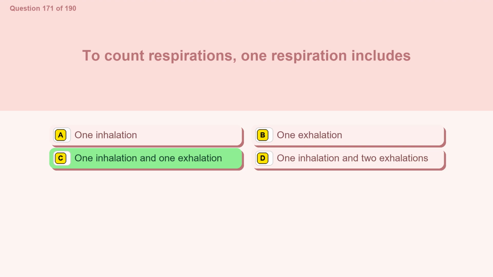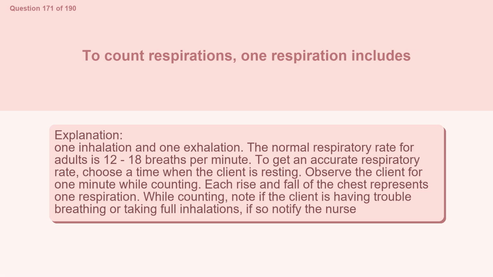The correct answer is option C. 1 inhalation and 1 exhalation. The normal respiratory rate for adults is 12 to 18 breaths per minute. To get an accurate respiratory rate, choose a time when the client is resting. Observe the client for 1 minute while counting. Each rise and fall of the chest represents 1 respiration. While counting, note if the client is having trouble breathing or taking full inhalations. If so, notify the nurse.